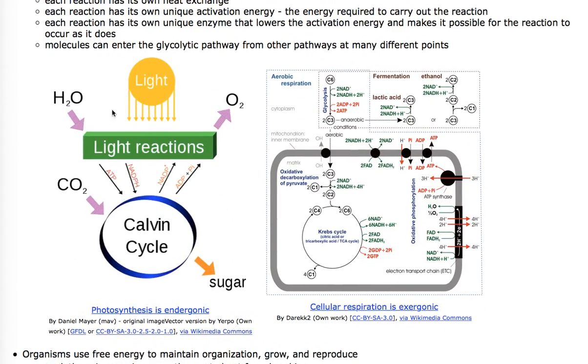So photosynthesis is stepwise like that too. Photosynthesis is endergonic. This is exergonic. Photosynthesis is endergonic in that light comes in to make all of these reactions take place. On the other hand, over here, sugar comes in and all of these reactions are exergonic. Okay, but more about this later.